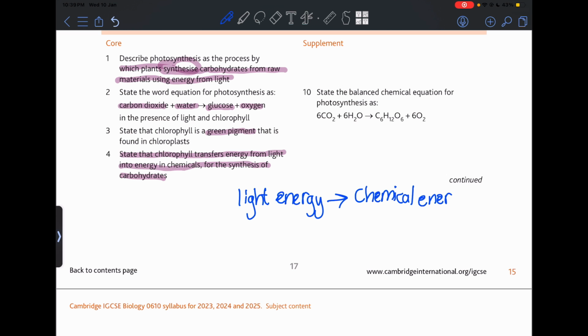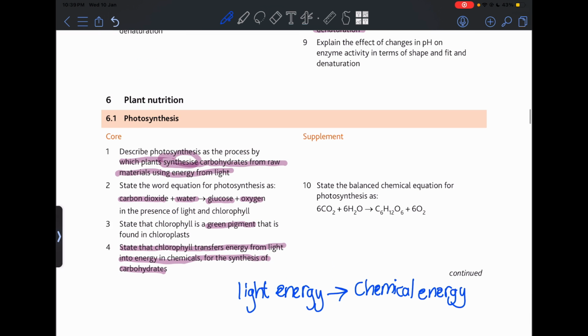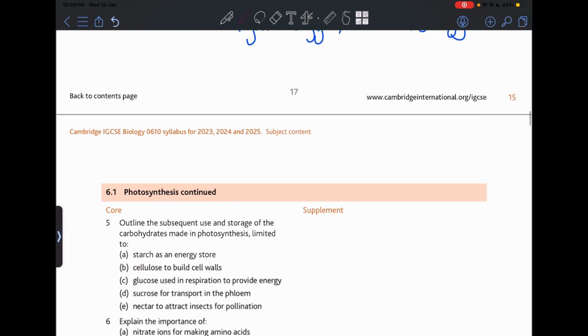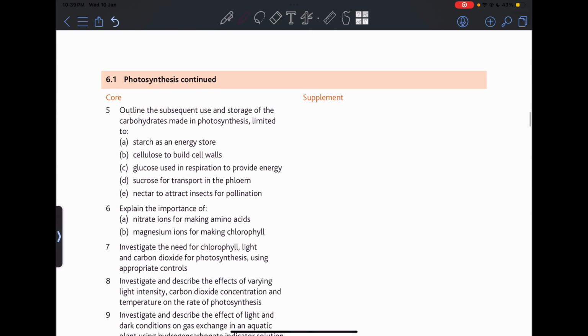Now, for the extended students, they have to know the balanced chemical equation for photosynthesis. If you studied chemistry, then you already know that this is the balanced equation. Basically, 6 carbon dioxides and 6 waters. These are the raw materials for photosynthesis. It will create glucose, which is C6H12O6, and 6 oxygen molecules. And now this is the continued part.